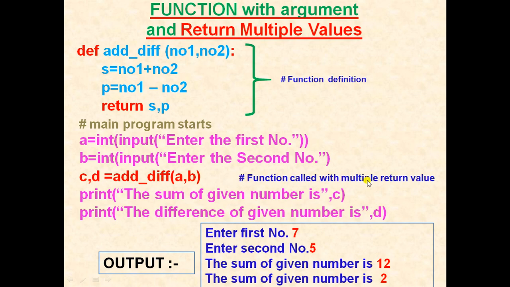Here the function returns more than one value, that is, two values are returned from this function add diff. As we have discussed in the assignment operator, multiple assignments can be done by writing a statement like this: c comma d is equal to, and if we have two values then the corresponding values are assigned. Here c is the addition value and d is the subtraction value, and the output we get on our screen is like this.